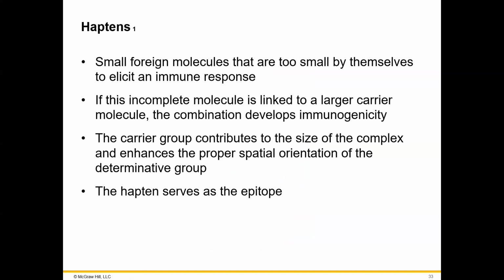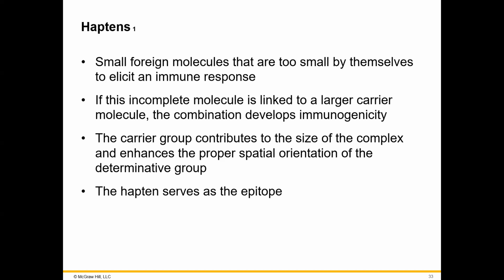The term haptens. Haptens are small foreign molecules that are too small by themselves to stimulate the immune response. But I'm going to call it an incomplete antigen. So if this incomplete antigen is linked to a larger carrier molecule, then that final product, the combined molecule, can become immunogenic. So the carrier group contributes to the size of the complex, and it enhances the proper spatial orientation for contact, while the hapten is the one that serves as the epitope.